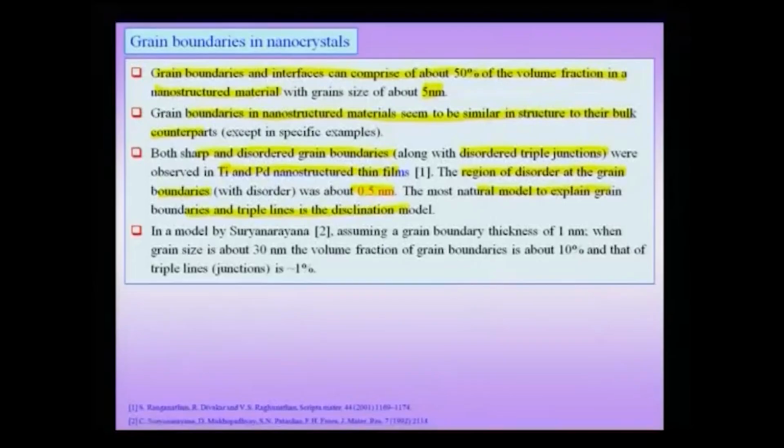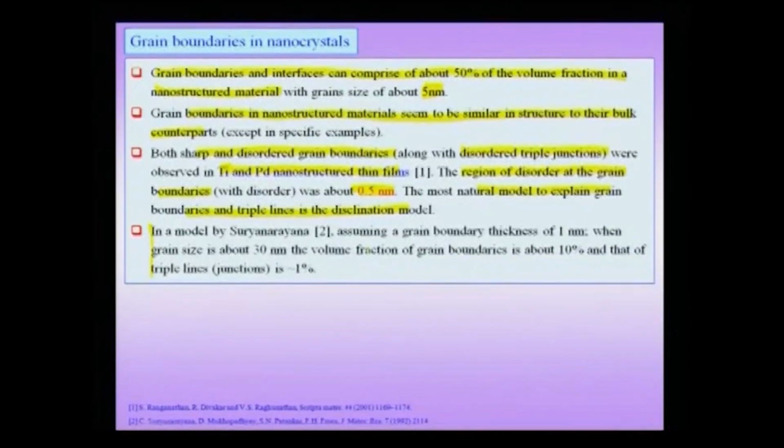The region of disorder at the grain boundaries was about 0.5 nanometers. So, this is of the same order as the thickness we assumed previously for a grain boundary. And the most common model used to explain grain boundaries and the triple lines is what is known as the disclination model, because disclination is associated with rotations, and therefore, typically people use a disclination model for large angle grain boundaries to understand them. This aspect we will skip now, because we have already seen the volume fraction of grain boundaries, the fraction of triple lines, etc.